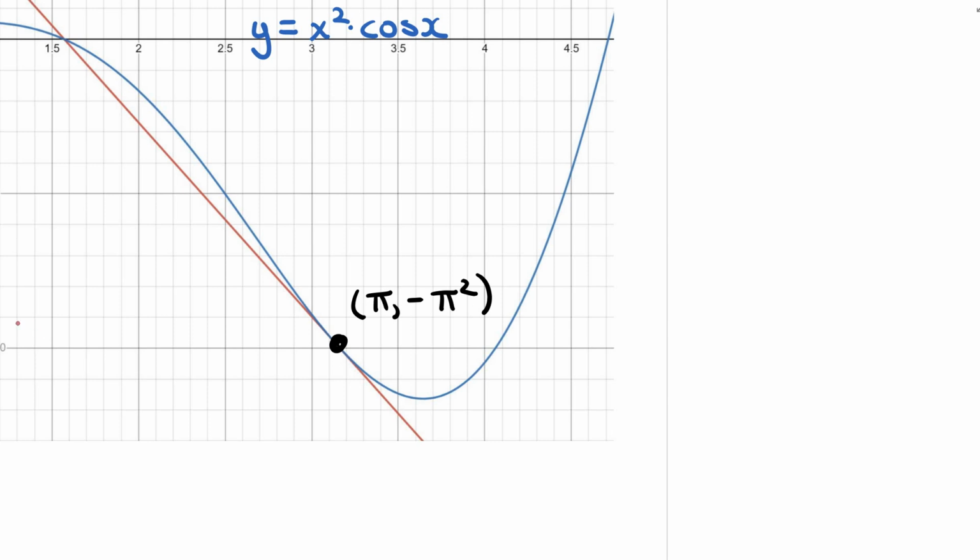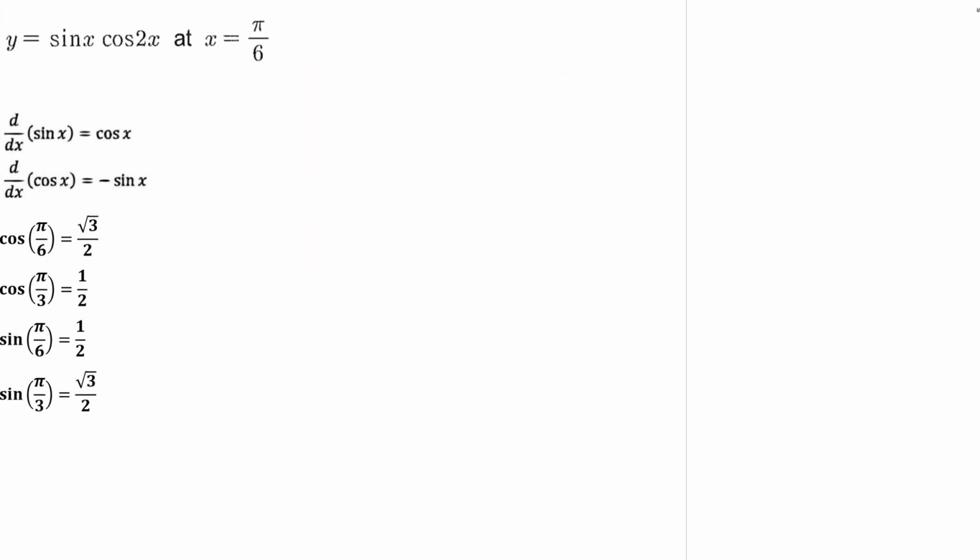And the red line has the equation of the tangent line, which is y plus pi squared equals negative 2 bracket x minus pi. Alright, so that's a nice little visual of what's going on in this particular problem, and that red line is just that linear line that we just found. Okay, let's try one more tangent line question here.